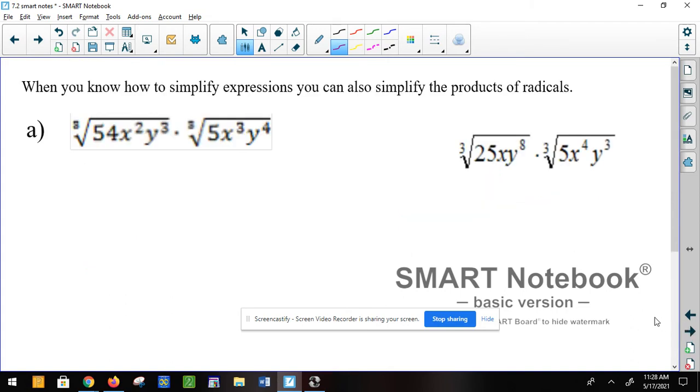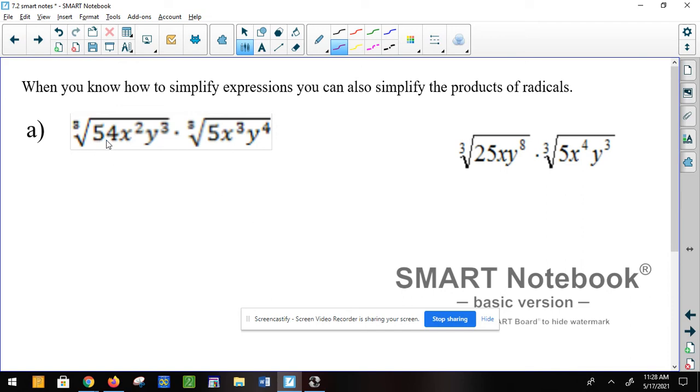Okay. When you know how to simplify expressions, you can also simplify the products of radicals. I would do two trains of thought here. You can either simplify first and then multiply, in which case you might still have something to simplify at the end, or just multiply it together and then simplify at the end. I'm going to simplify first just because the numbers might get a little bigger, but you can certainly not simplify at the beginning and then just simplify at the end.